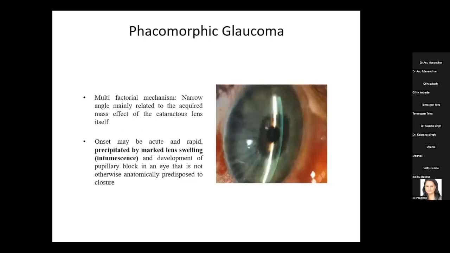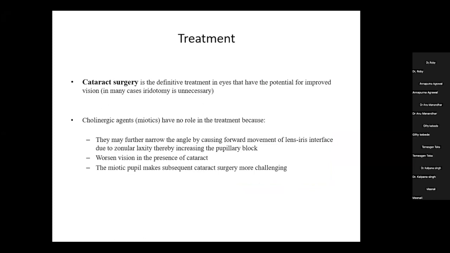Phacomorphic glaucoma is caused by multiple factors, and people with narrow angles are more susceptible to it. It occurs due to the increased thickness of a cataractous lens, and it is precipitated by marked swelling, that is an intumescent lens, which causes the pupillary block. Treatment of phacomorphic glaucoma is cataract surgery.